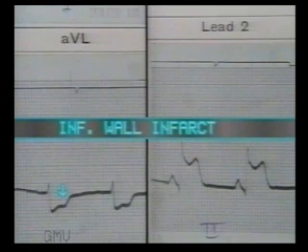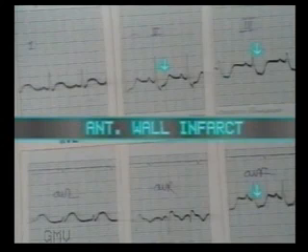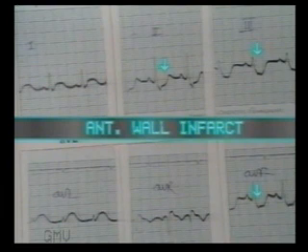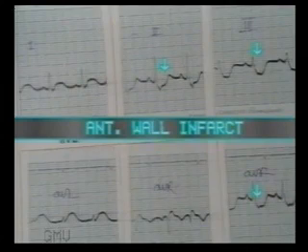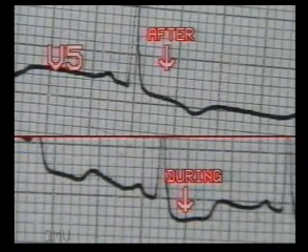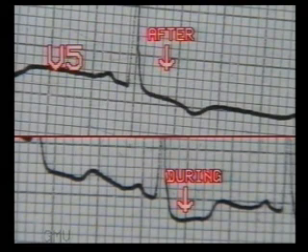Note the ST segment elevation in leads 2 and ST segment depression in lead AVL. In contrast, this is an anterior wall infarct where leads 1 and AVL show ST segment elevation and 2, 3, AVF show ST segment depression. Now we will see various types of ST segment depressions due to myocardial ischemia.